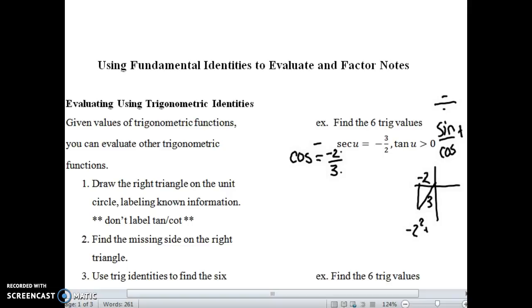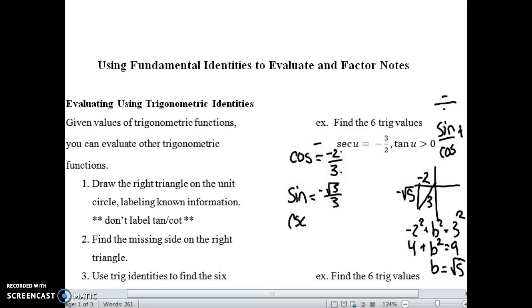Negative 2 squared plus b squared equals 3 squared. B squared plus 4 equals 9. So b equals the square root of 5. I subtract 4 from both sides, got 5, square root. This is a negative root 5 due to its location. From here, I can find the sine value. Sine is going to be opposite over hypotenuse, so it's going to be negative root 5 over 3.